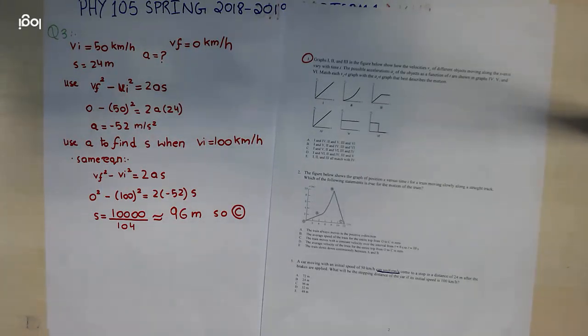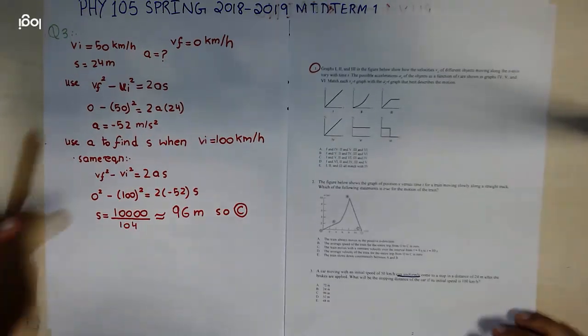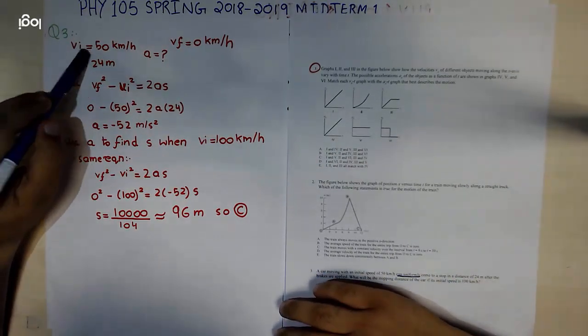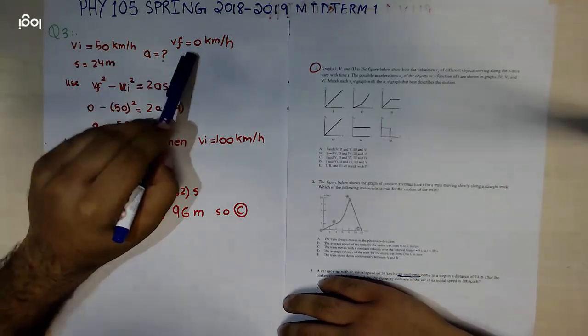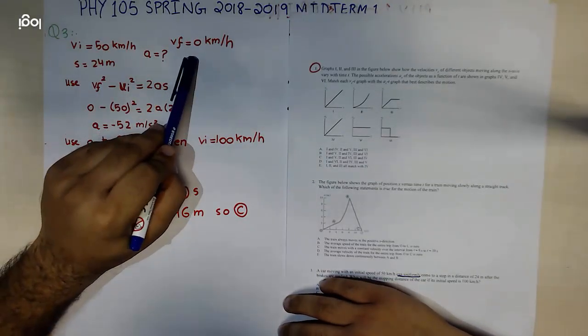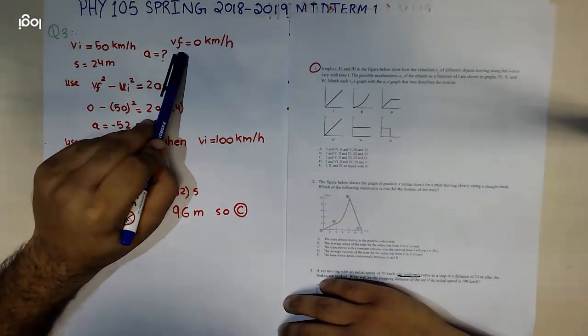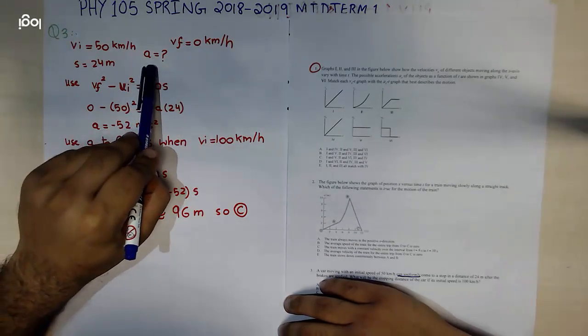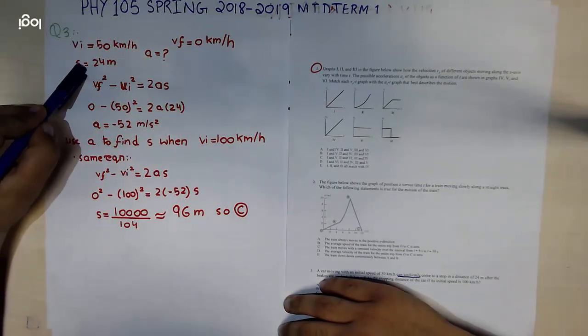We'll put a link down below. So we will solve it like this. We have the initial velocity, 50 kilometers an hour. Our final velocity is 0, as it's a stopping distance. We have to find the acceleration. We have the stopping distance, which is 24 meters.